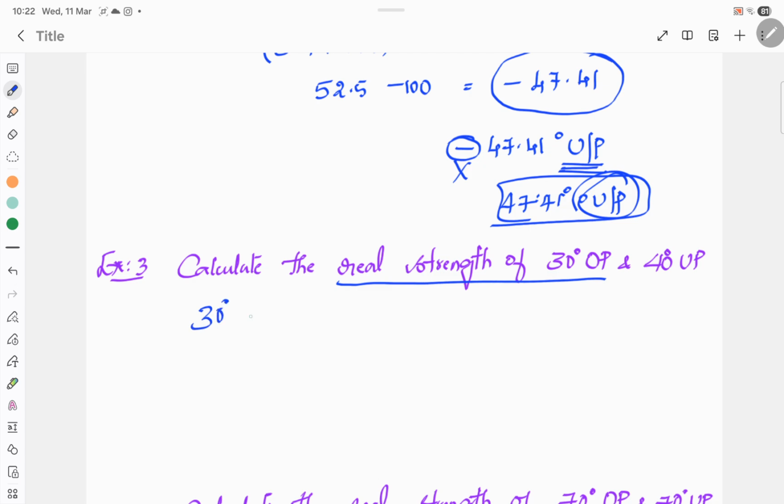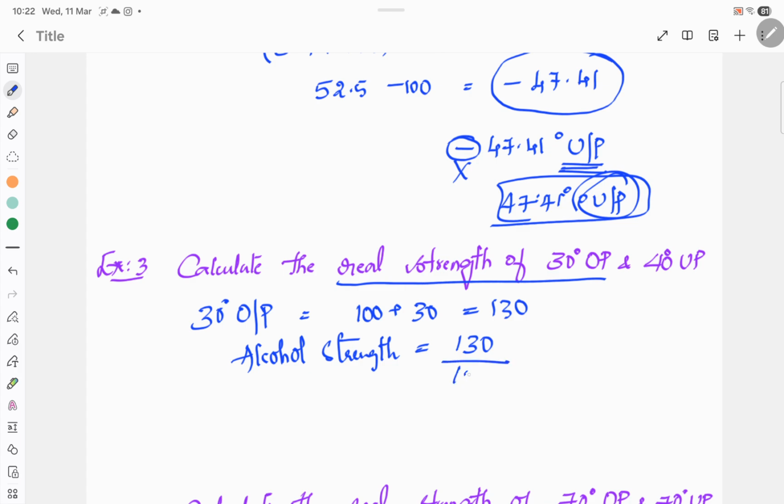So 30 degree over proof is nothing but 100 plus 30, which gives 130. So alcohol strength is equal to 130 divided by 1.753, which gives the value 74.15% volume by volume. Again, this percentage volume by volume is important to write here.